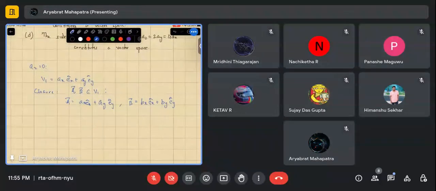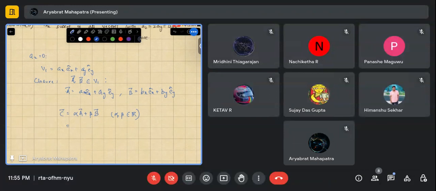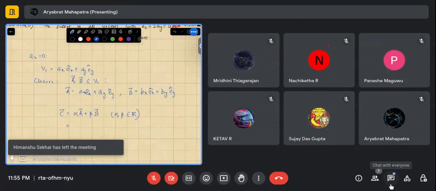So now we'll do closure under addition, or we can simply do closure under addition and multiplication both. Let's see, there is this vector c. This is something you can write as a linear combination of a and b, with alpha and beta in R.